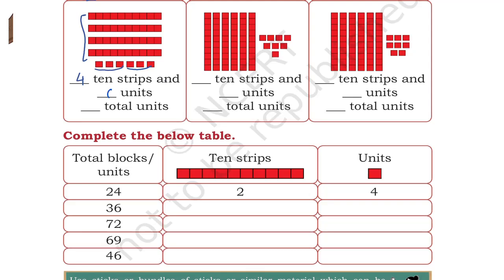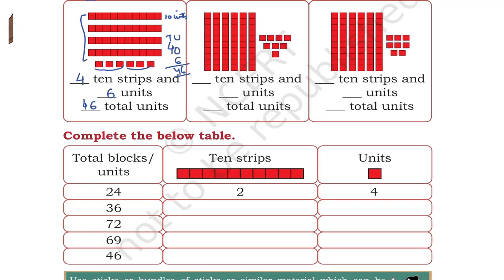I see 6 units. How many will be the total units? So one strip has 10 units. 4 strips will have a total of 40 units. To that, we are going to add 6 units. This is tens and this is units. This becomes a total of 46 units.